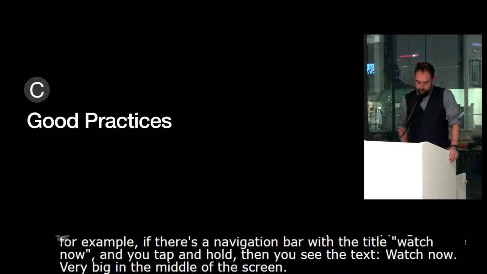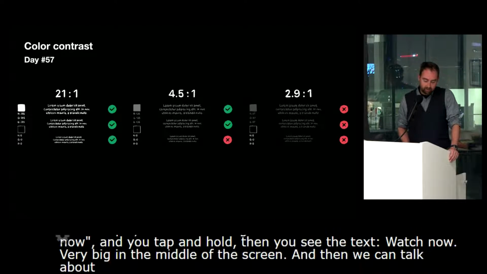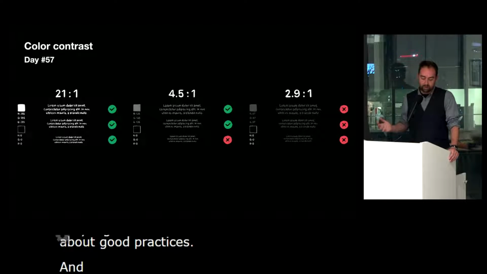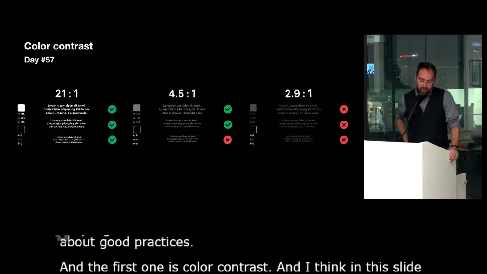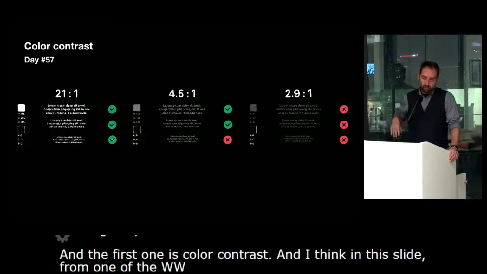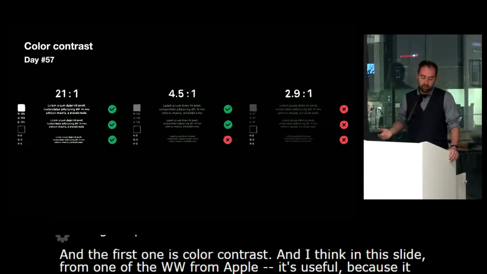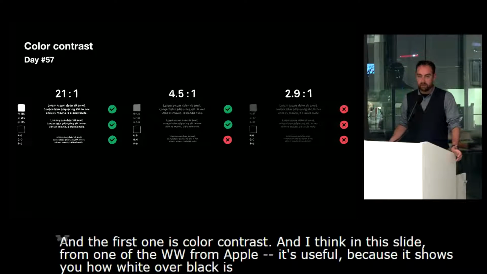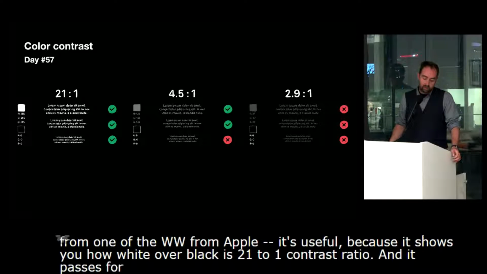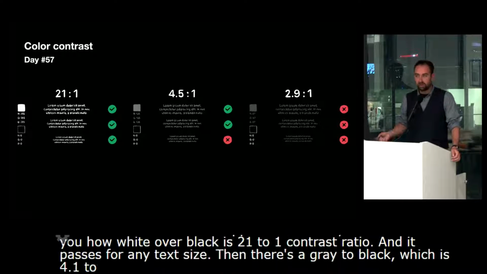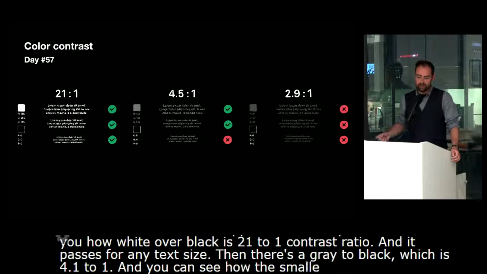And then we can talk about good practices. And the first one is color contrast. And I've taken this slide from one of the WWDC sessions from Apple, because I think it's really smart. It shows you how white over black is a 21:1 contrast ratio, and it passes for any text size. Then there's a gray to black, which is 4.1:1, and you can see how the smaller text size is very difficult to read and it doesn't pass.